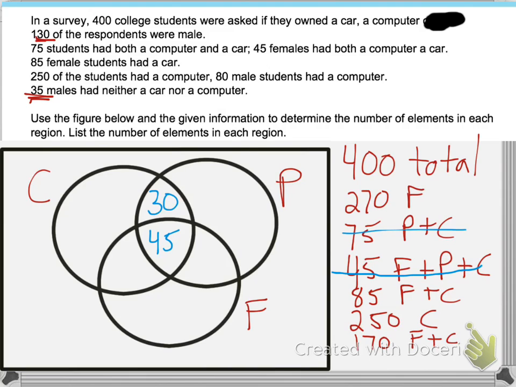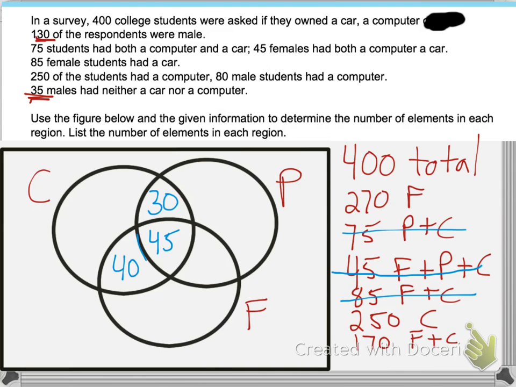Okay, and we just continue working around. Pick your next overlap there. Here we have cars and females. Do we know how many females owned a car? If we look through our data, we say 85 female plus car. So this whole circle overlap between female and car has to be 85. We've accounted for 45 already, meaning that we now need 40 more people to go in this region.